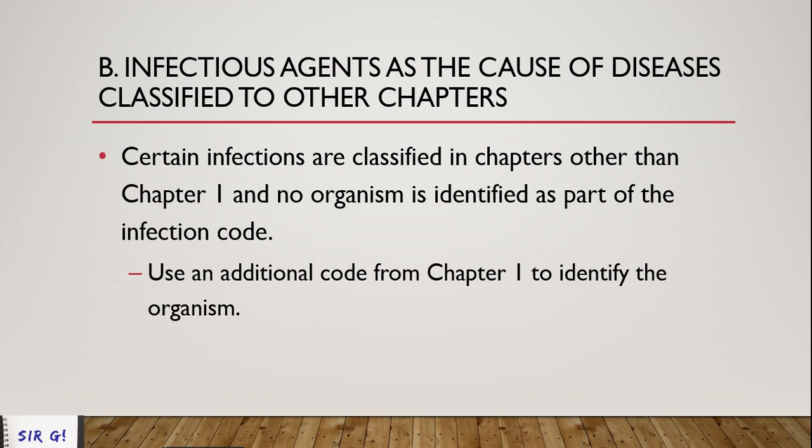Okay, so let's start with certain infectious diseases classified in chapters other than chapter 1, and no organisms identified as part of the infection code. So in part 2 of chapter 1, we will be discussing the codes for bacteria, codes for viruses, like that. You can see a code for bacteria as a causative agent, because remember, all infections most of the time have a causative agent or causative factor.